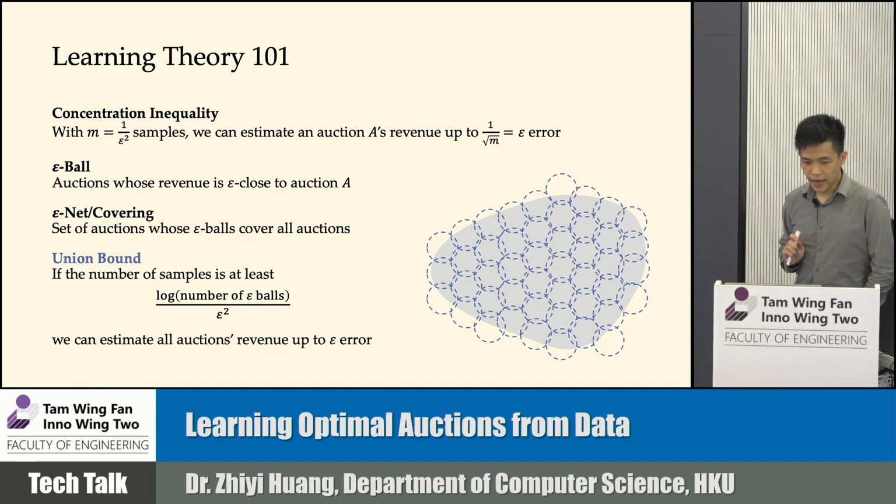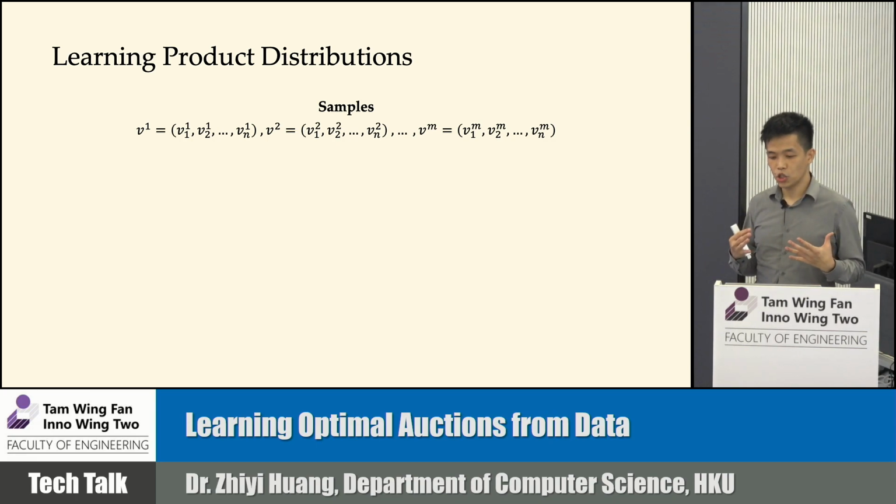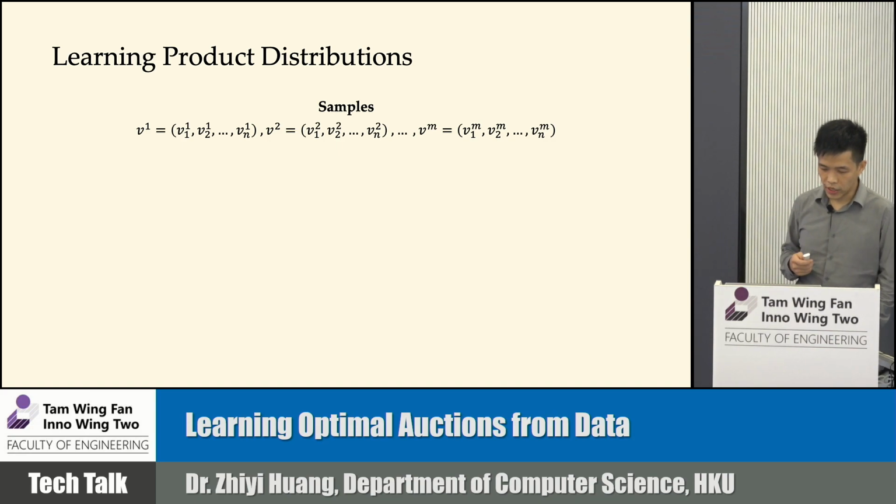Now, since 2019, the research focus has switched to the flip side. Instead of learning the auction, I just want to learn the value distribution accurately enough. The logic here is that if I learn the value distribution accurately enough, I should be able to make accurate decisions, okay?